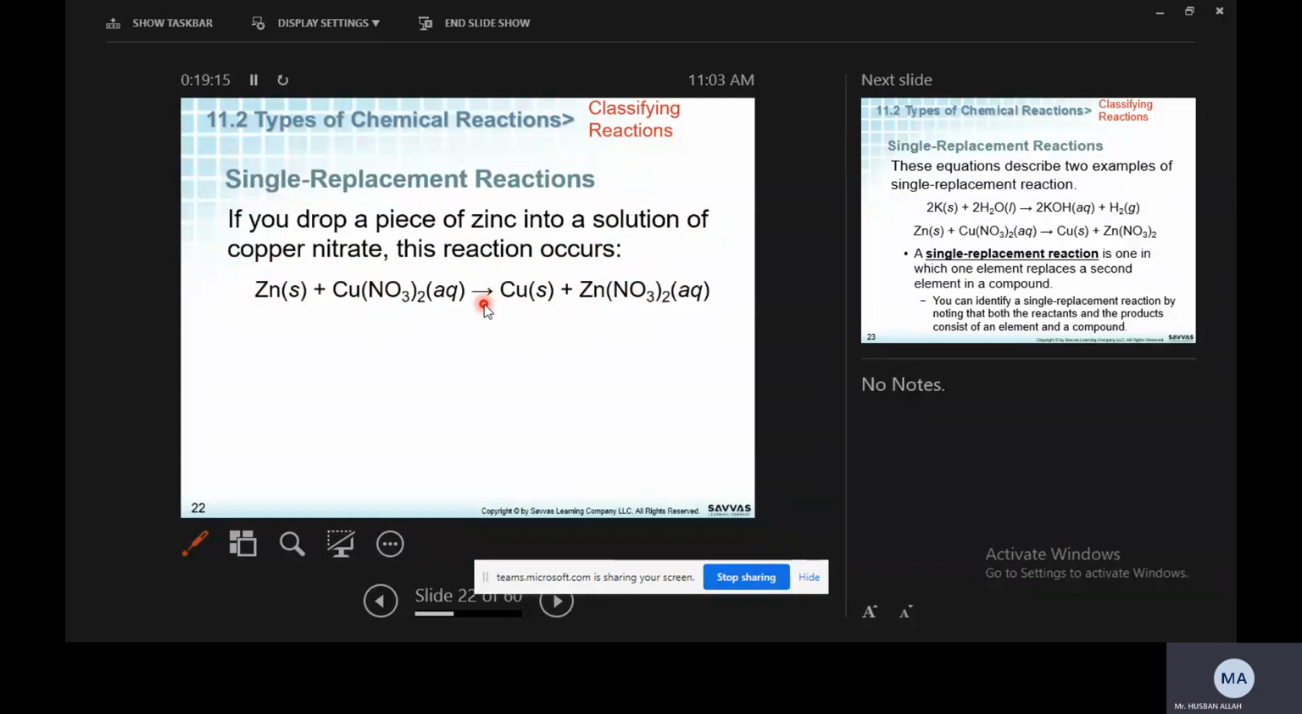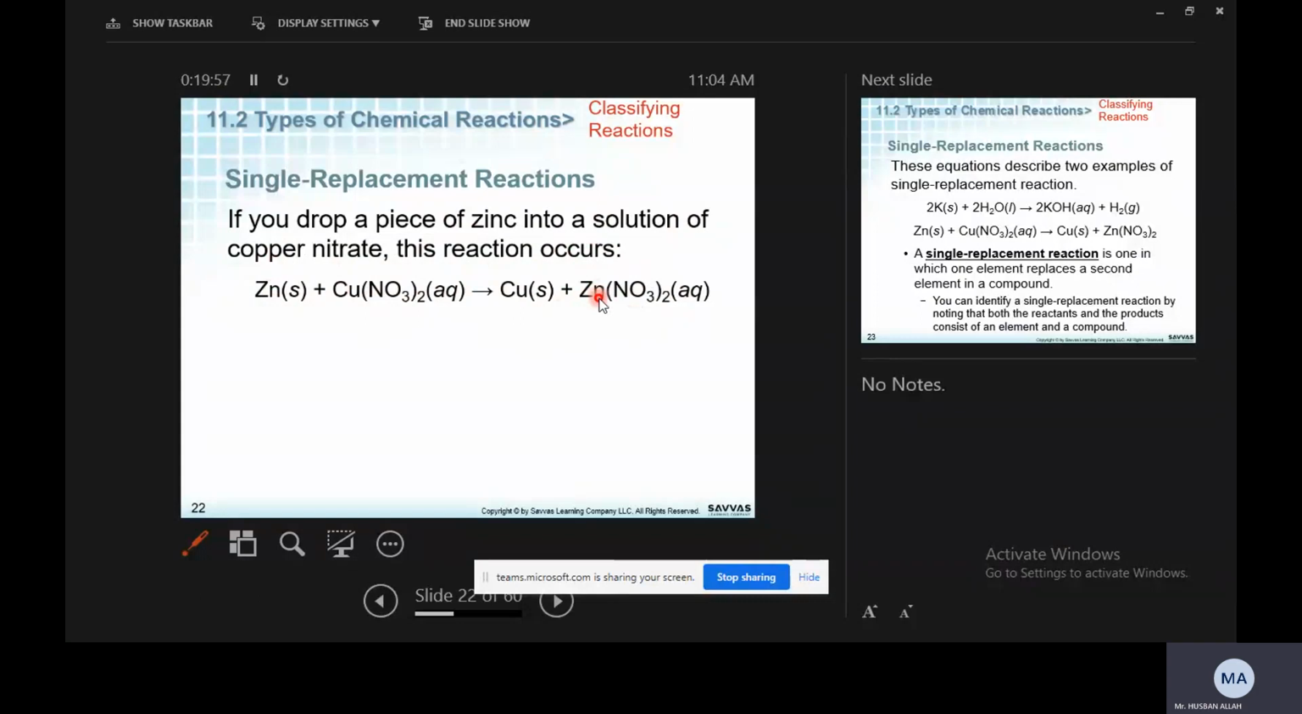Now it will be a separate product. Look, this plus sign means that we get two products, one copper and one zinc nitrate. So this is reactant, and this is product. The product does not have to be only one; it can be more than one. This is replacement. Replacement means that zinc is going to replace copper, so the less reactive metal changes its place.